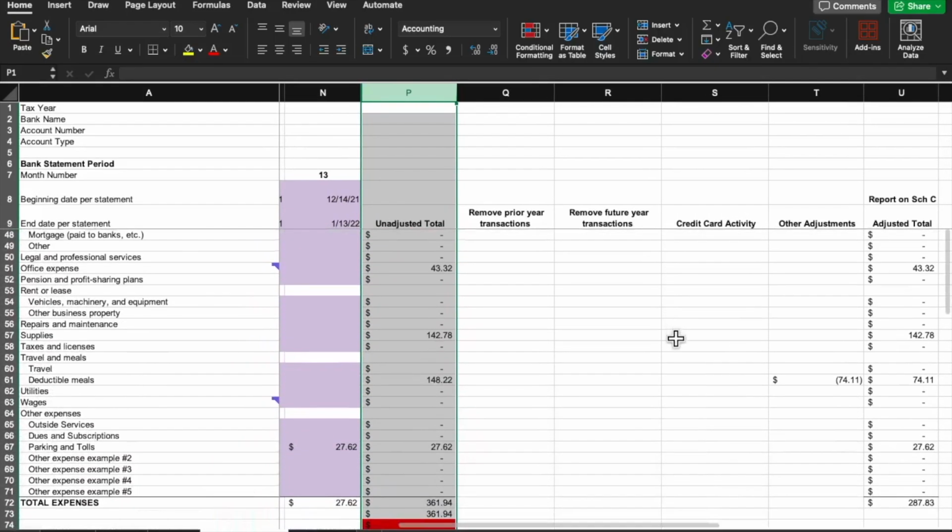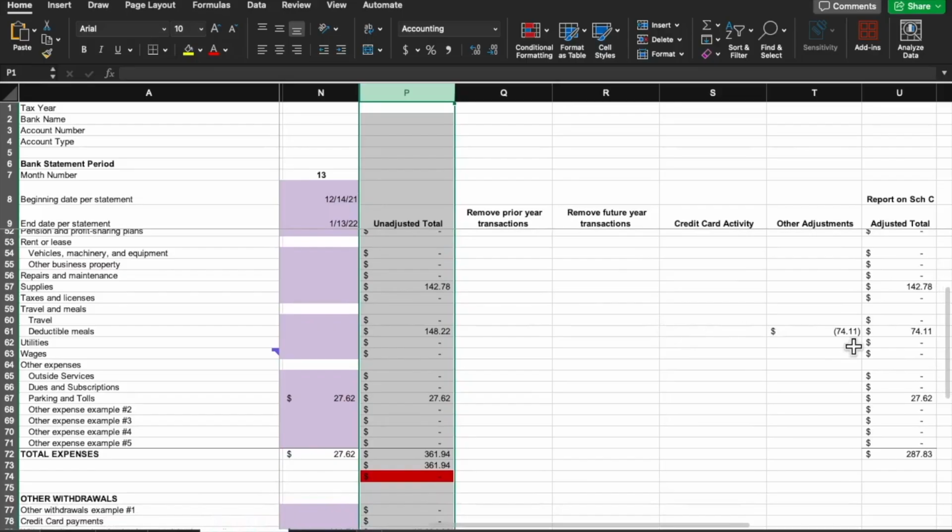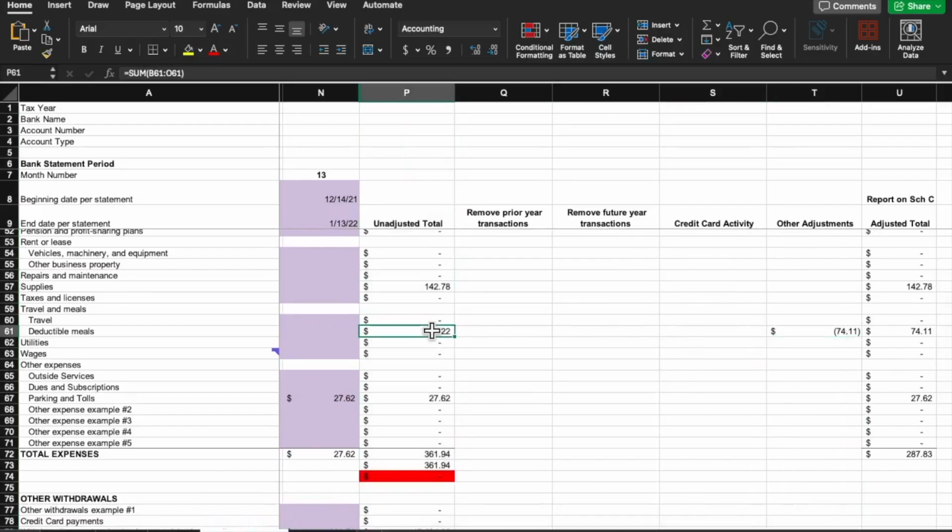The most common adjustment you're going to see is the adjustment for meals, because you can only deduct half of the meals that you paid for in a year. So I already have a formula here to automatically calculate that. As you can see here, the meals are going to go from 148 to 74, which is half. And that's the number that's going to go on our tax return.